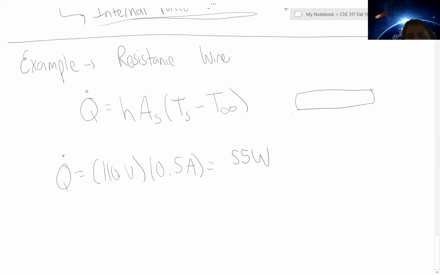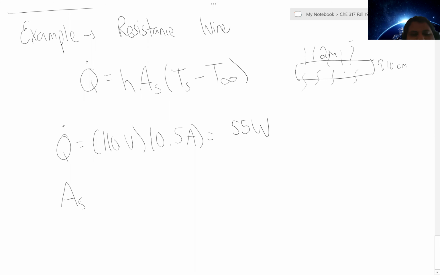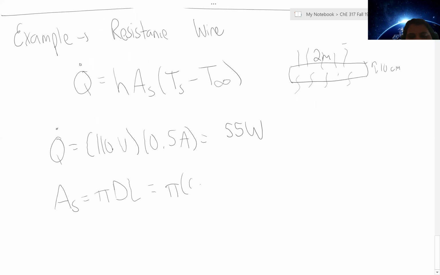Now, it's a metal rod. It's 2 meters long, 10 centimeters in diameter. If I assume this wire is only going to be emitting heat from the outer surface, and I'm ignoring the ends, I can say my surface area is pi times d times L, or pi times the diameter, which is 10 centimeters or 0.1 meters, times the length, which is 2 meters. I get an area of approximately 0.628 square meters.